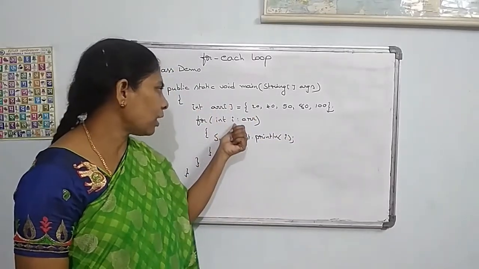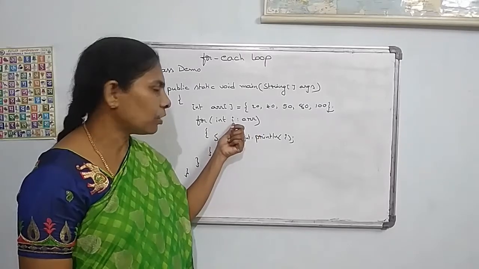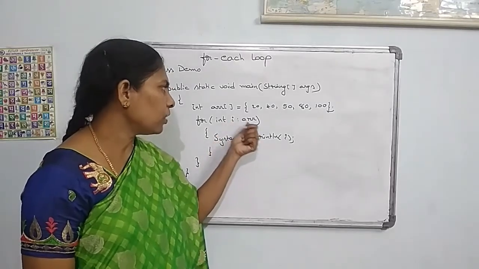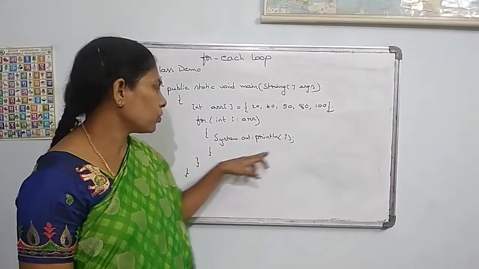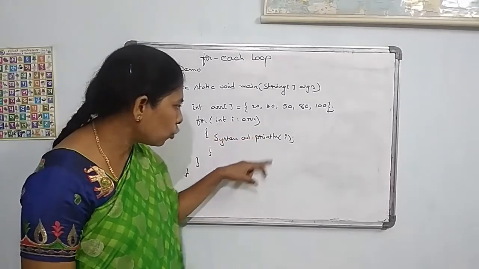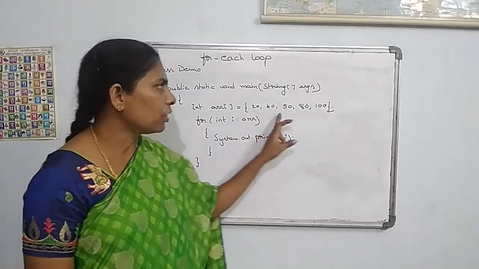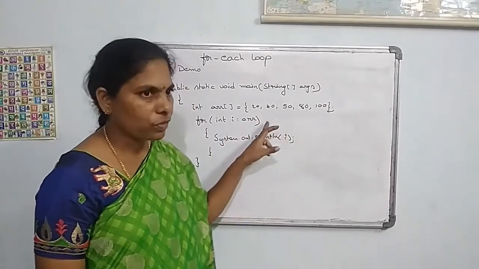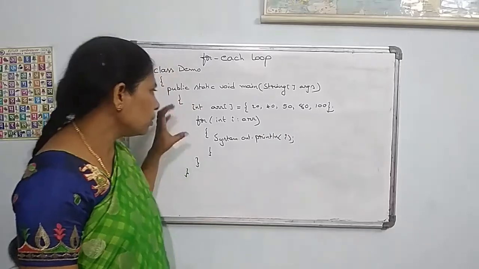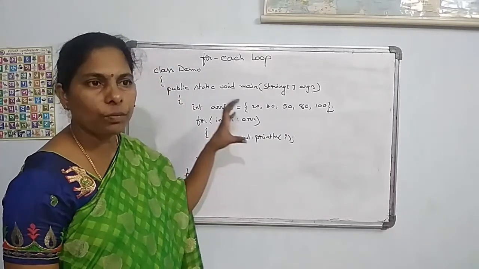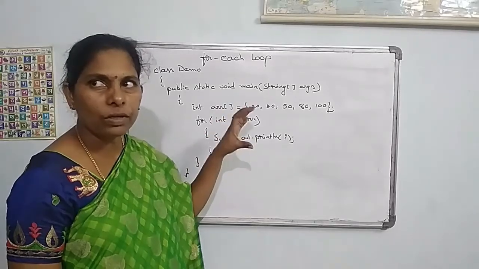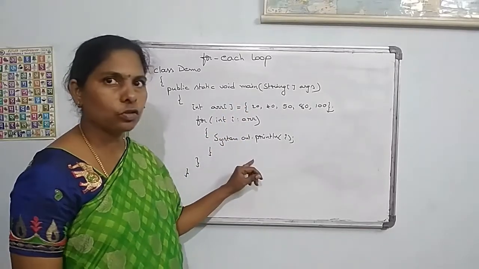Now, for int i : array. Here I am taking the variable i, and i contains the elements of the array. System.out.println(i). That means this loop is repeated until all 5 elements are completed. So this is the process of the for each loop. The for each loop is mainly used for a group of elements. If you have any group of elements, at that time you can apply the for each loop.